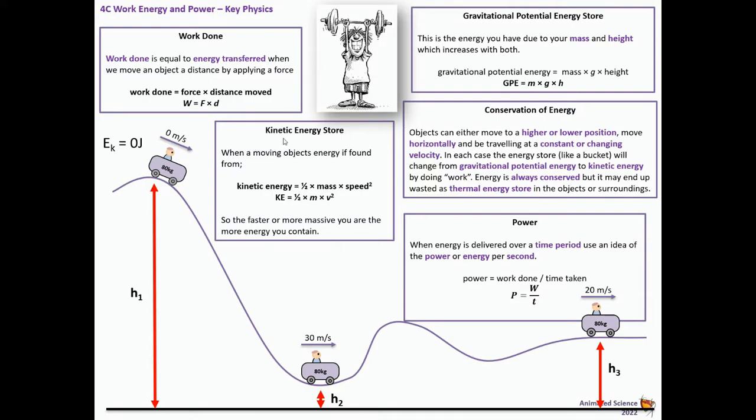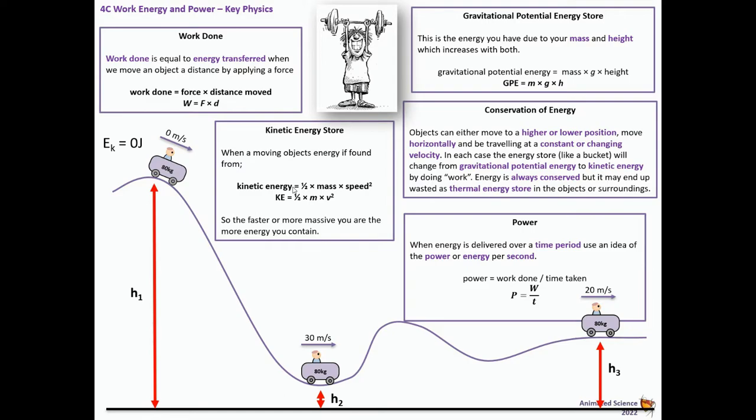We've also got the kinetic energy store. So moving objects have kinetic energy store of a half mv squared. Bit of a crazy equation. Okay, you've got to be able to rearrange that and take roots and things. So the more massive you are or faster, the more energy you contain.